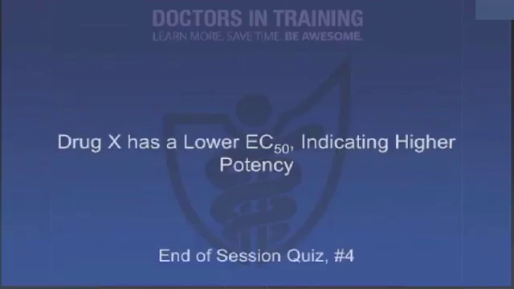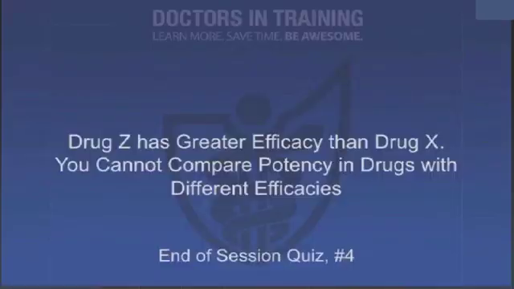Well, drug X has a lower EC50, and this indicates a higher potency. Drug Z is capable of lowering the systolic blood pressure 25 millimeters of mercury. Compared to drug X, does drug Z have greater potency or greater efficacy or both? Well, drug Z has greater efficacy than drug X, but you can't compare potency in the drugs with different efficacies.